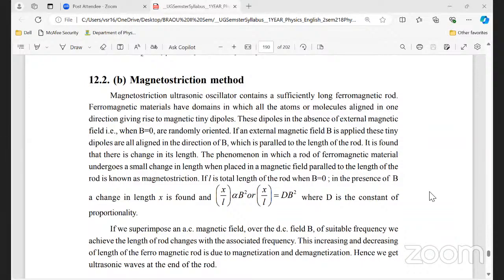So in a magnet, you can observe the domains here. Domain means a mathematical domain. Usually you say domains: the atoms or molecules which are aligned in one direction. If you apply a magnetic field, these domains are going to be aligned toward that field only. These are magnetic tiny dipoles.